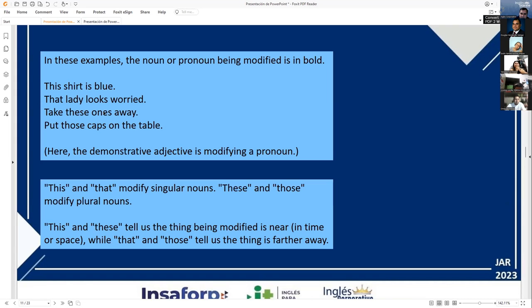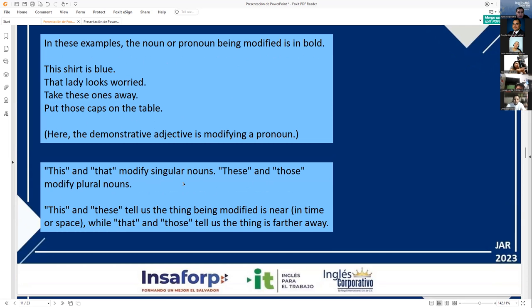These ones, these, plural. Ones, plural, okay? Teacher, ones. I'm going to explain ones too, okay? Ones is a pronoun, okay? So put those caps on the table, okay?